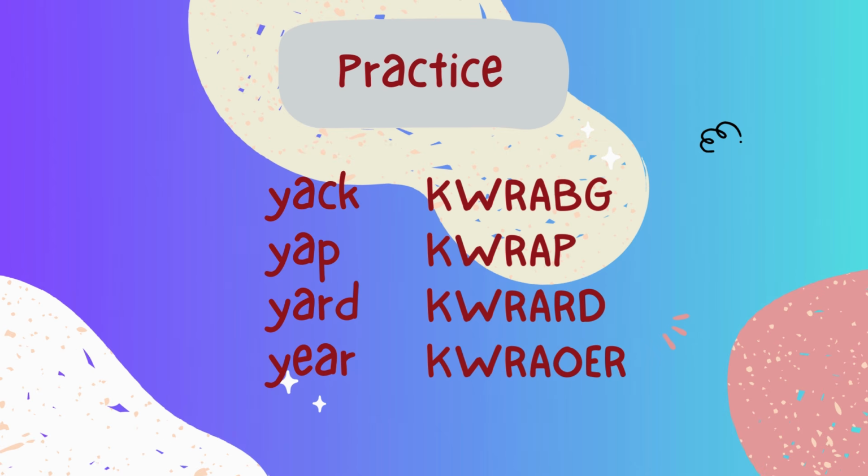Let's have these words. We have yak, yap, yard, and year. Yak: initial Y, vowel A, final K. Yap: initial Y, vowel A, final P. Yard: initial Y, vowel A, final RD. Year: initial Y, long E, final R.